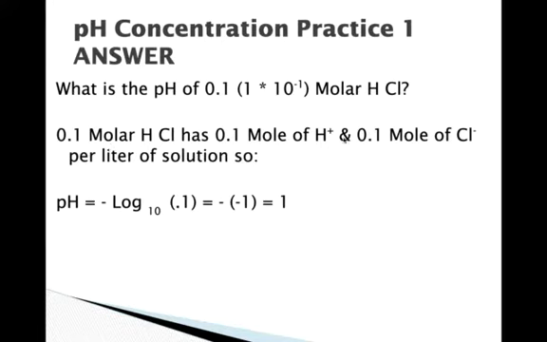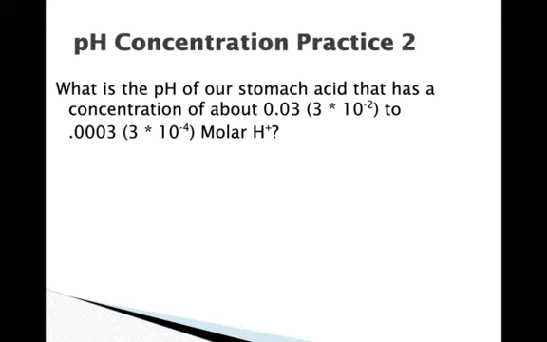We can't have somehow more H than Cl or more H than HCl we put in, because whatever we put in is just breaking apart. So if we put in 0.1 molar, that means we have 0.1 moles of hydrogen ions and 0.1 moles of chlorine ions per liter. So we can plug the 0.1 in for our molar concentration of H plus ions in our pH formula. We get the pH of this solution is 1. Very, very acidic.